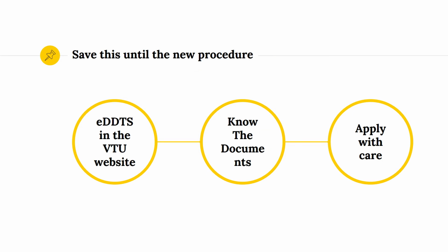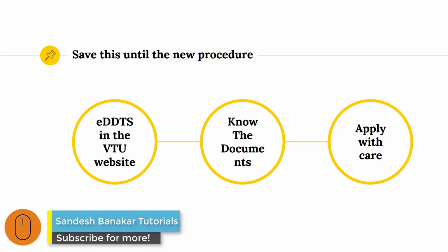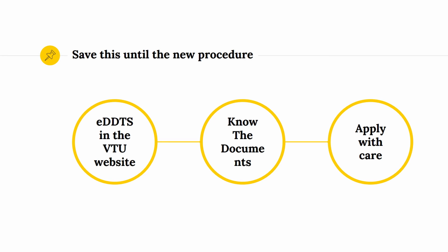This is the procedure up until VTU introduces a new one. So these are the 3 major steps you have to remember. You got to visit the eDDTS website under the VTU website using your mobile data. You will find videos on this topic. Make sure you have subscribed to my channel to see those videos soon after they're released. You have to make sure that you're applying for the right documents before applying for it. Save money, my friend. After all, apply with care.